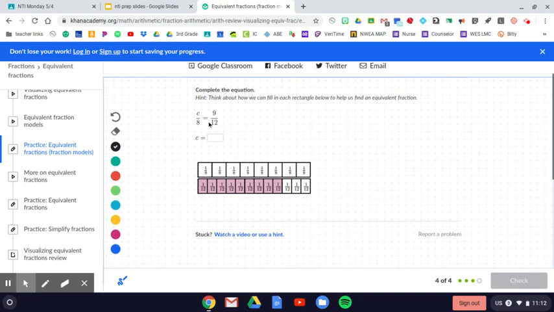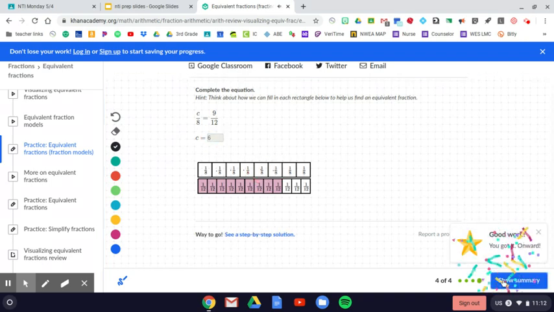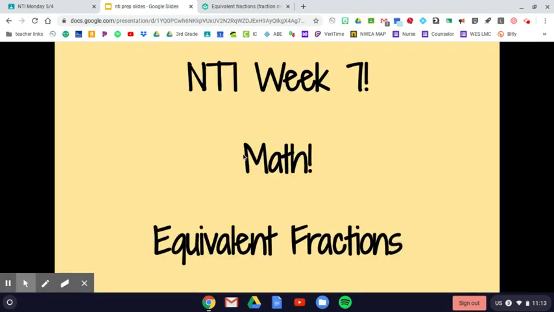6/8 is equal to 9/12. The 9/12 are already colored in for me. So I can just count 1, 2, 3, 4, 5, 6/8 to make them equal. This is how your last question ends, and I'm glad that you get to see this as your last question because this is going to help you with Tuesday's math.